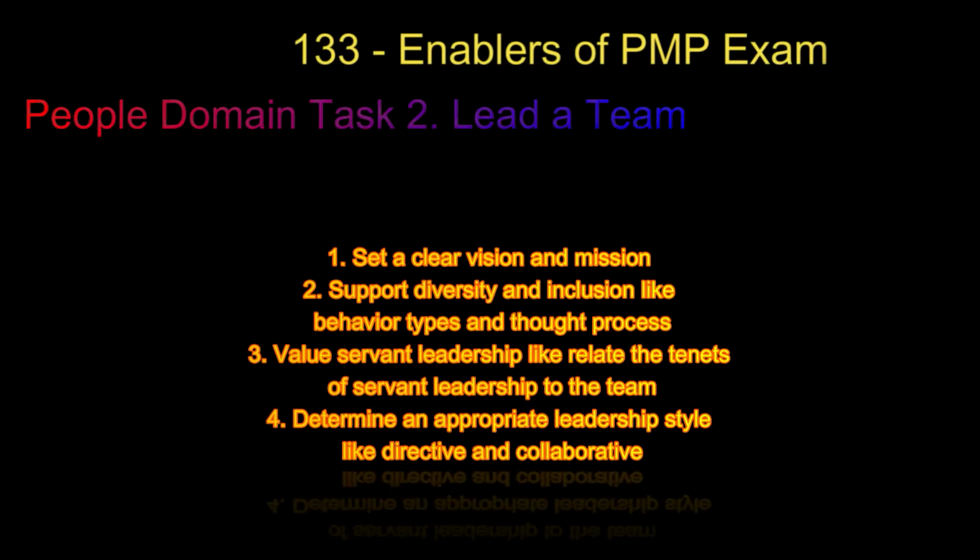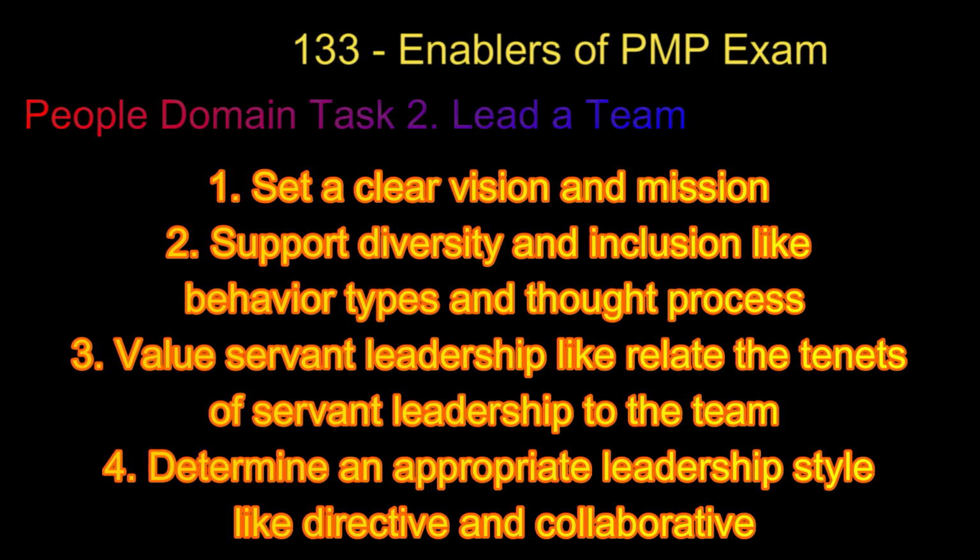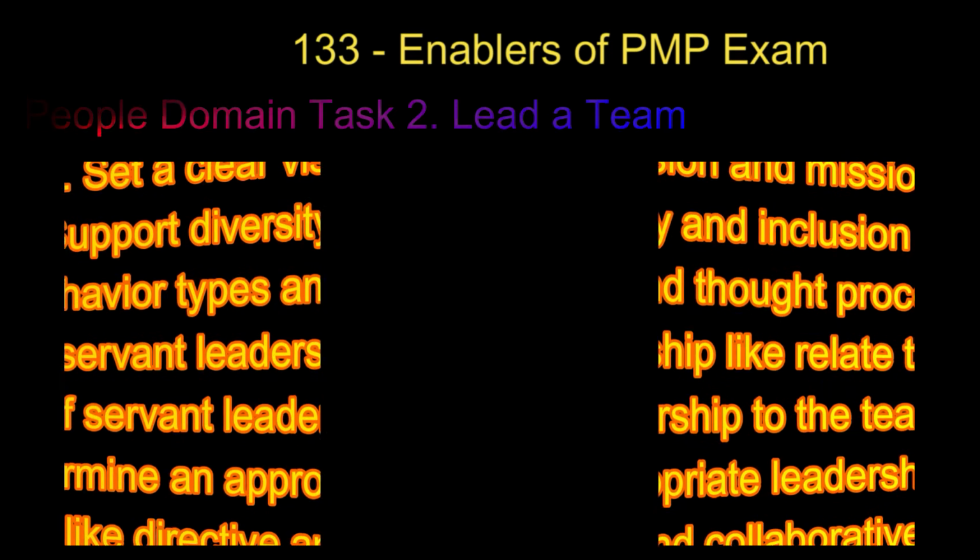People domain task 2, lead a team. This task has 7 enablers. First, set a clear vision and mission. Second, support diversity and inclusion, like behavior types and thought process. Third, value servant leadership, like relating the tenets of servant leadership to the team. Fourth, determine an appropriate leadership style, like directive and collaborative.